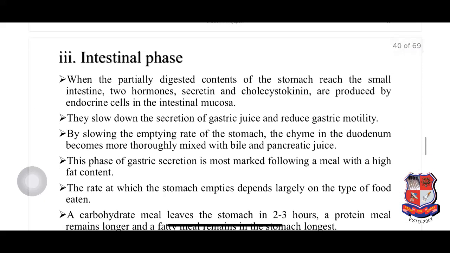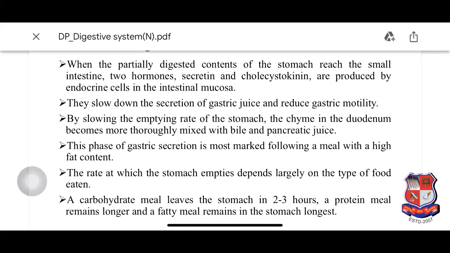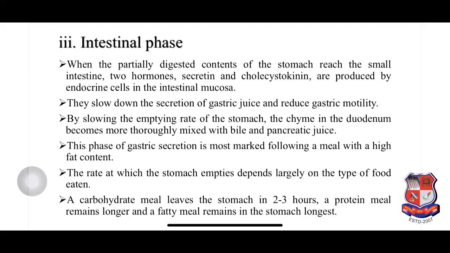Third one is the intestinal phase. When the partially digested contents of the stomach reach the small intestine, 2 hormones, secretin and cholecystokinin, are produced by endocrine cells in the intestinal mucosa. They slow down the secretion of gastric juice and reduce gastric motility. By slowing the emptying rate of the stomach, the chyme in the duodenum becomes more thoroughly mixed with bile and pancreatic juice. This phase of gastric secretion is most marked following a meal with high fat content.